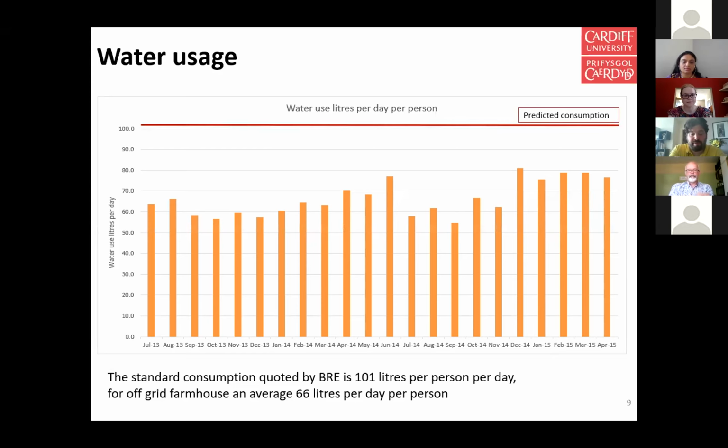That led on to the water usage. You could see there was a target of about 101 litres per person. They worked very hard as a family, and they got it down to 66, which is way below the target. Now, they didn't smell, they were lovely people, and they did plenty of washing, but they made sure they worked with their water supply.